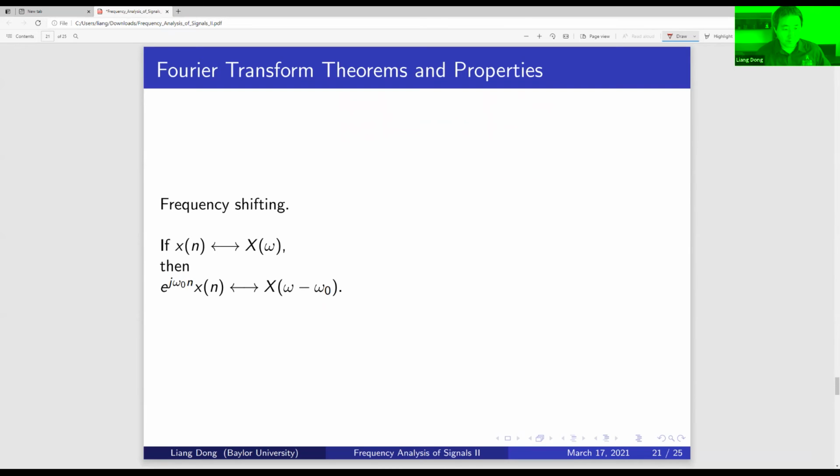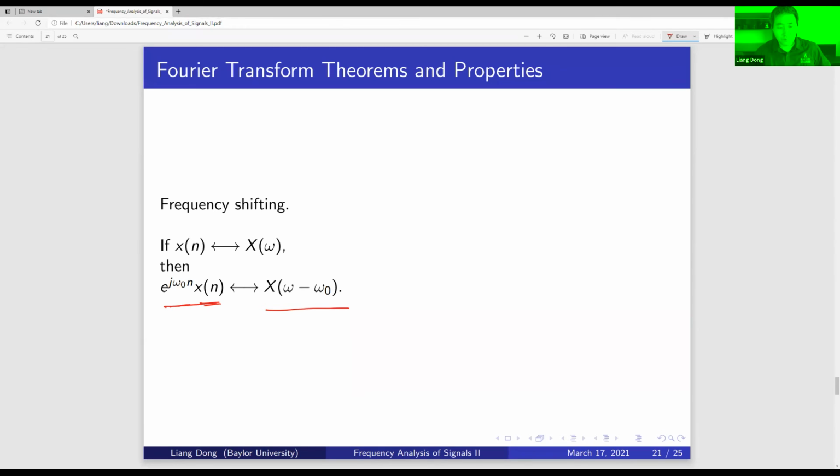Okay, time shifting. Time shifting is that if I have xn multiplied by the harmonic exponential e to the power j omega 0n, then in the frequency domain we have X omega subtract omega 0. So we have a shift in the frequency domain. To prove that is very straightforward, we can use the Fourier transform expression. We can easily prove that.